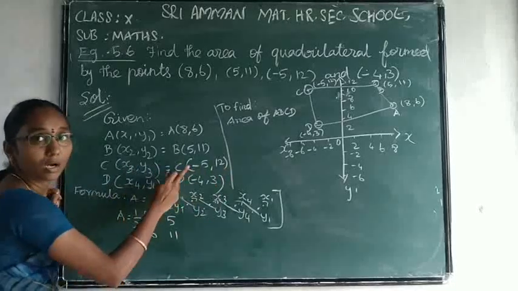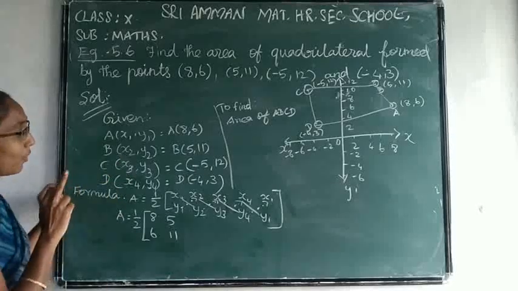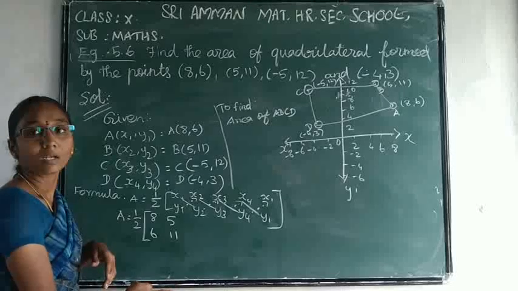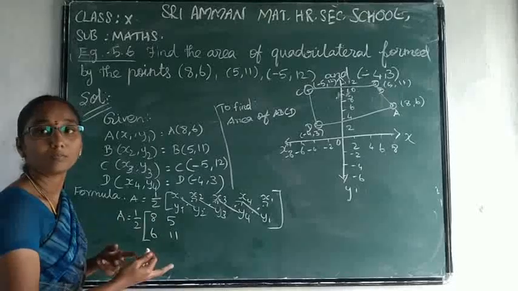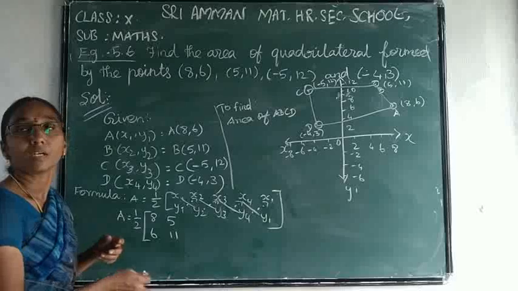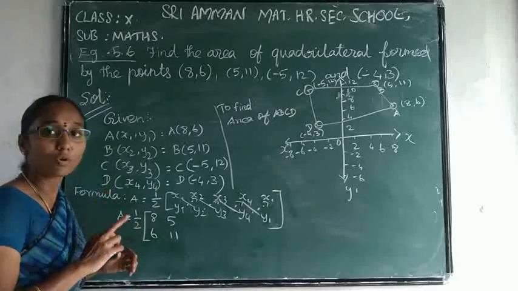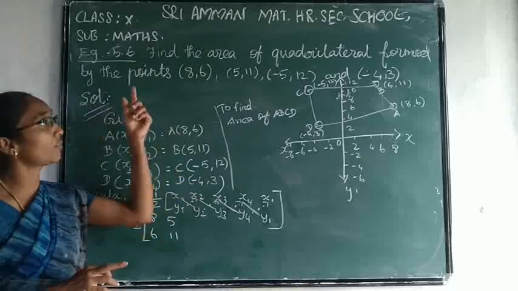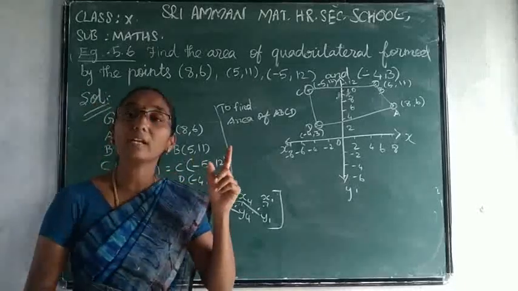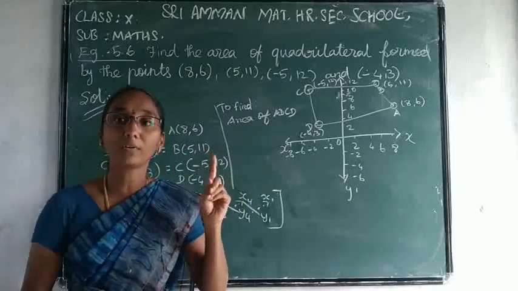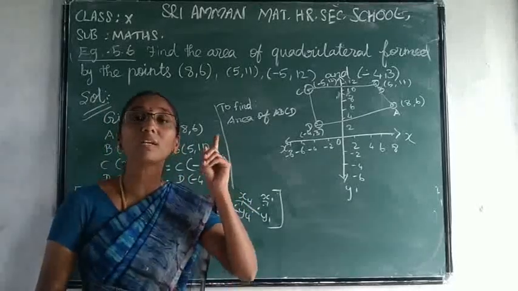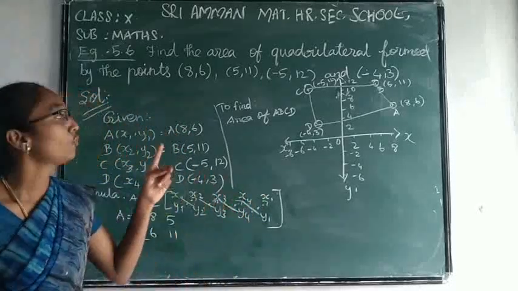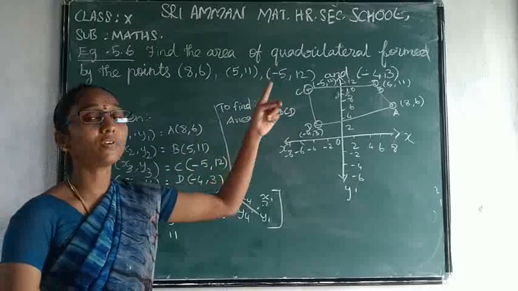Listen to the board. Afterwards only you will know how to substitute the values in this place. Otherwise you won't know this one. It is a very easy sum. It is one of the 5 mark questions, a very important question in this topic. Finding the area of the quadrilateral is an important 5 mark question. One question is compulsory in the question paper. So finding the area of the quadrilateral is very important.